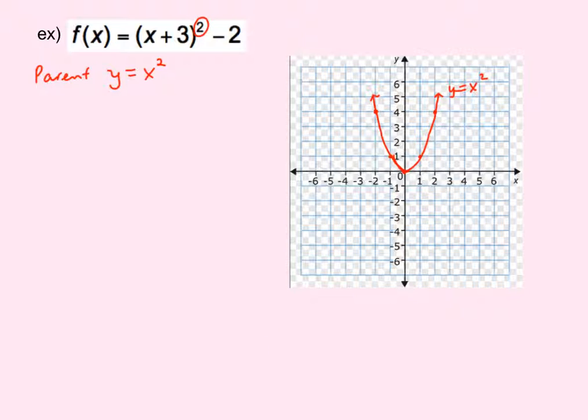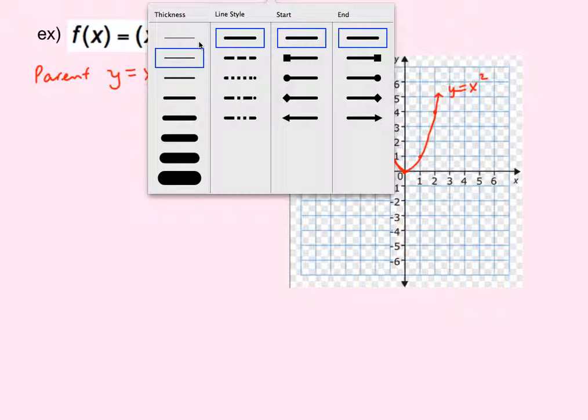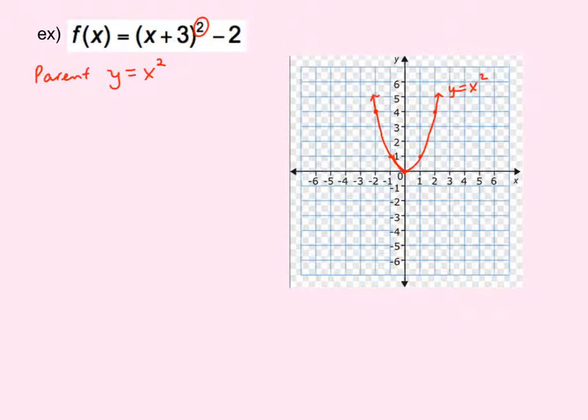So now I want to come back over here and figure out what is happening to my equation. So I have this plus 3 inside my function. So this is a left or right change, opposite of what I want it to be. So this graph is going to go left 3. And then this at the end, outside of my function, is my up or down transformation. So this is going down 2. So this is my transformation description.